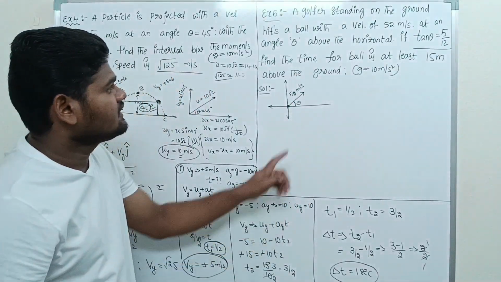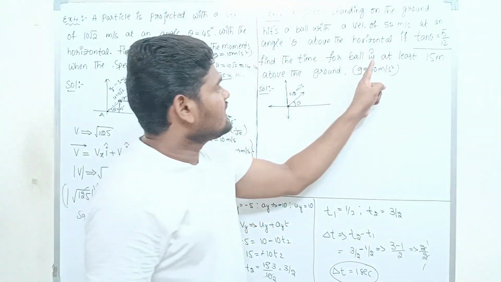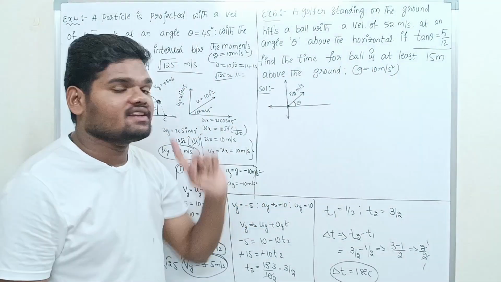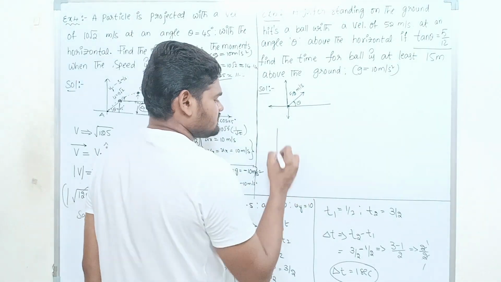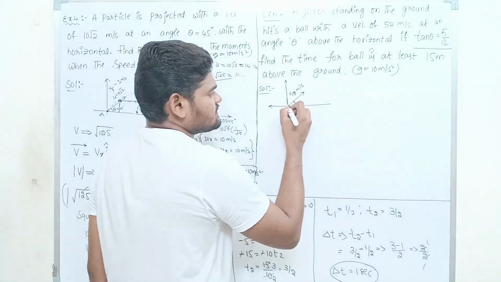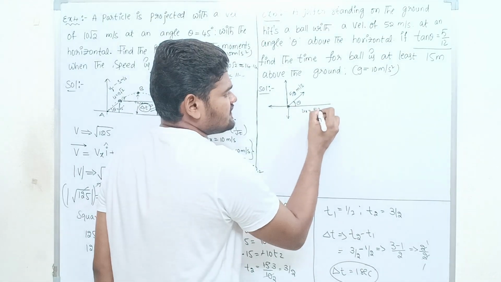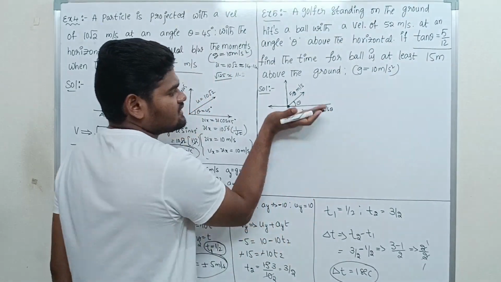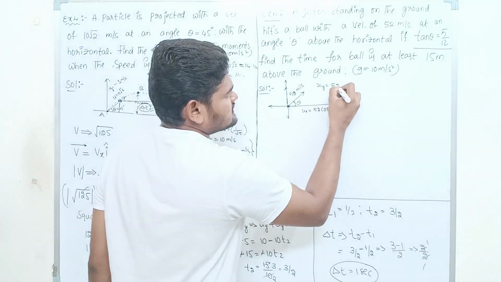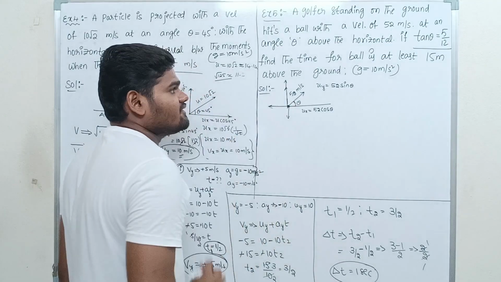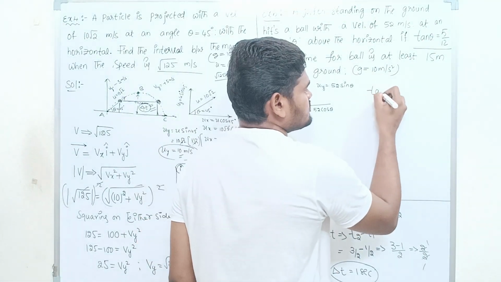If tan theta is equal to 5 by 12, find the time for which the ball is at least 15 meters above the ground. Same type of question. He hits the ball with a speed of 52 meters per second. So along the horizontal, ux is equal to 52 cos theta, and uy is equal to 52 sin theta. They have not given the value of theta, but they have given tan theta is equal to 5 by 12.